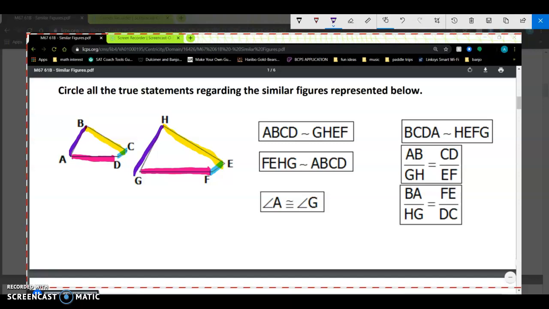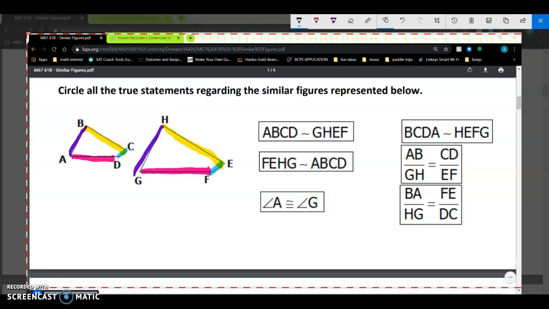By having some sort of color coding, or you can use different textures, like dots and dashes, it really helps us when it comes to writing our similarity statements, which is difficult when working with congruency. So it's the same thing with similar figures.